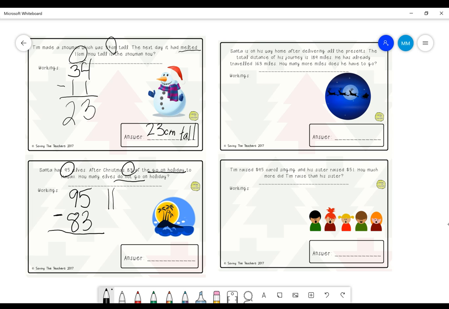So I have 95, so 9 tens, so 3, 4, 5, 6, 7, 8, 9 tens, and 5 ones. And I am taking away 83.